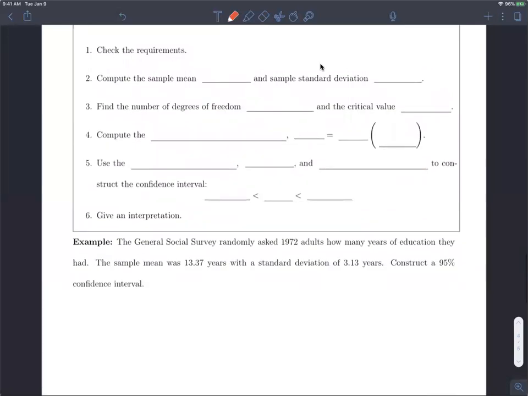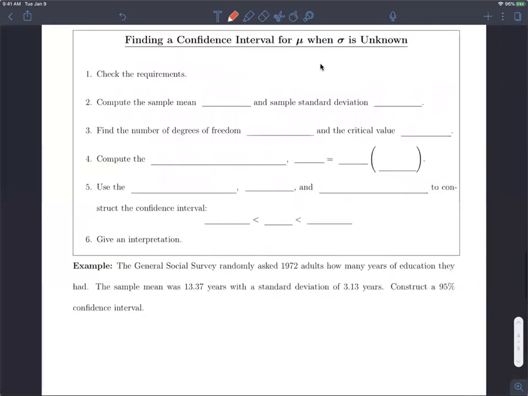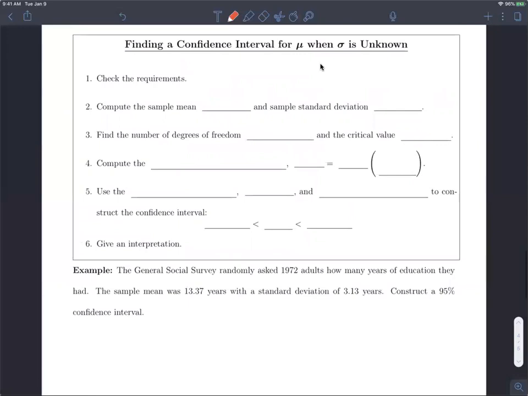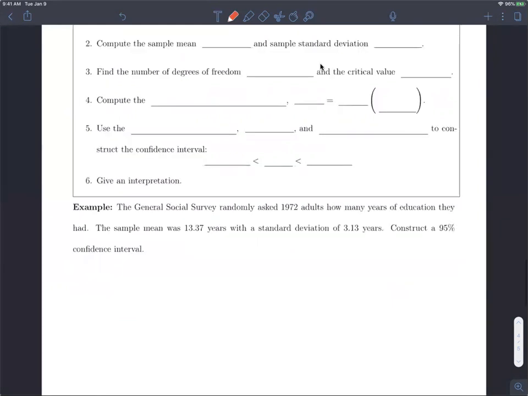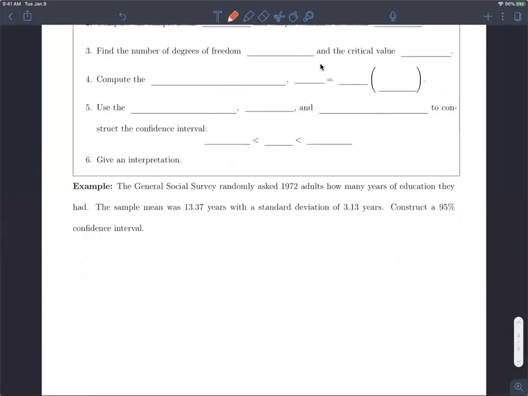So let's figure out which one of these we can do, right? Because there's an example on page 4, and there's an example on page 5. And this box is for finding it when sigma is unknown, and we'll talk about that on Wednesday. Here, the general social survey is the same one from above, where we figured out that this is S. So we can't do this one just yet because we don't have sigma, and we're going to have to do this next one.